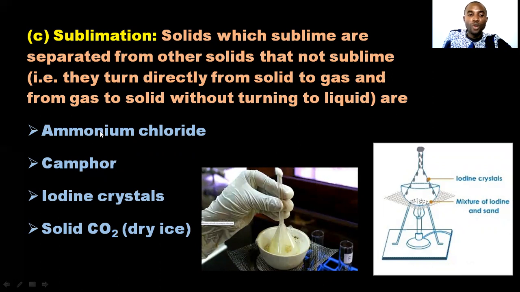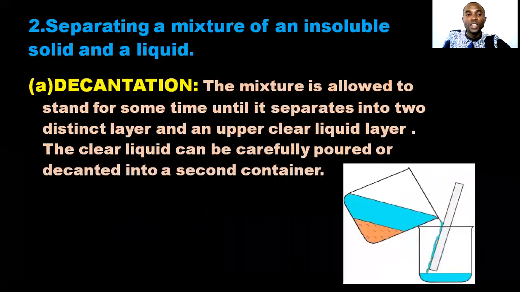Something like ammonium chloride, camphor, iodine crystal, and solid carbon dioxide, that means dry ice. These ones sublime. When they are mixed together with another substance that does not sublime, they can be separated. You can see iodine crystal here, a mixture of iodine with sand. The iodine crystal will evaporate, it will sublime. You can see the subliming particle here, while the sand will remain. These are the ways in which we can separate these two solids.